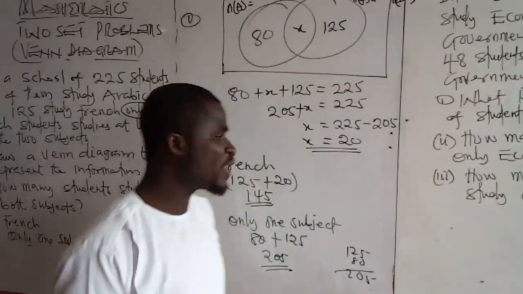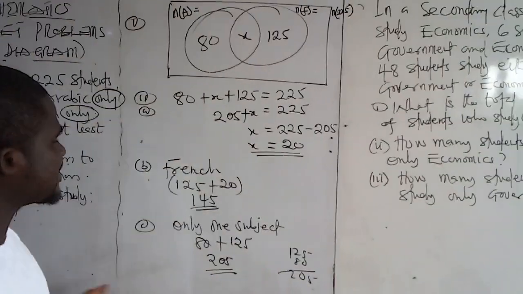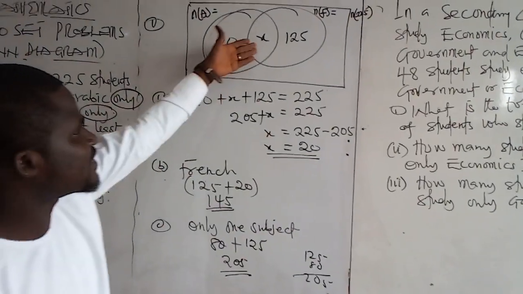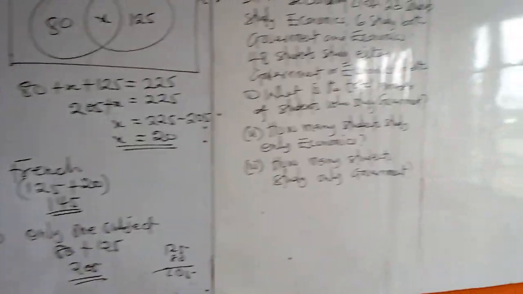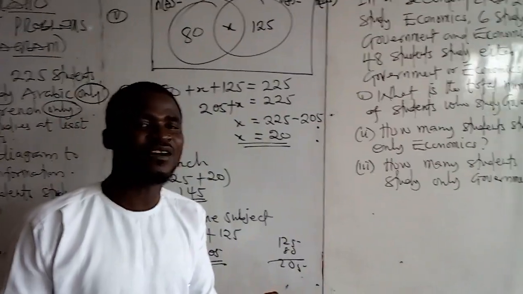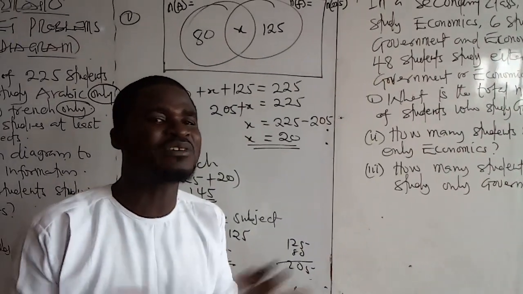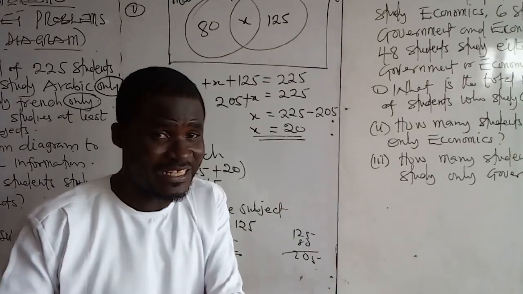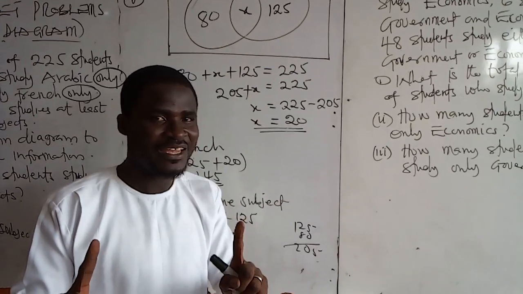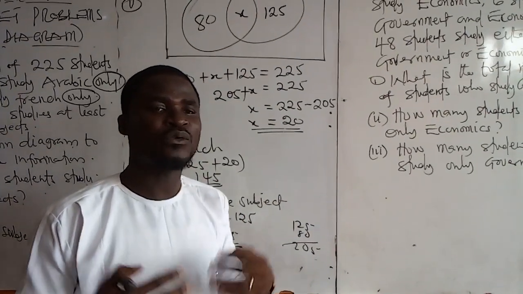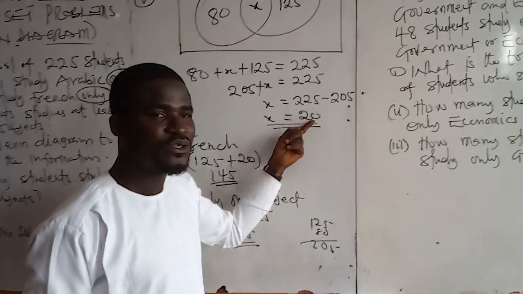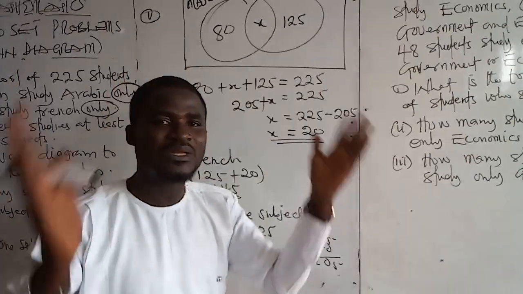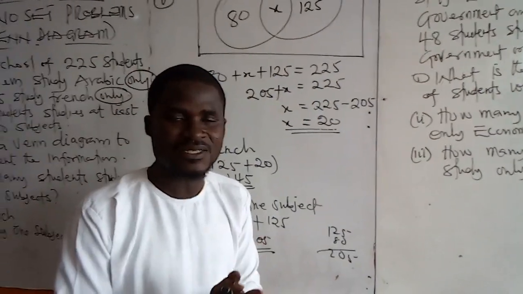Good. They can also ask you how many students offered both subjects. That's the X. They can also ask you what's the probability of students who study both subjects. So see, probability is coming here. So take note. Probability of those who study both subjects is 20. So it will be 20 over the total number of students in a class.